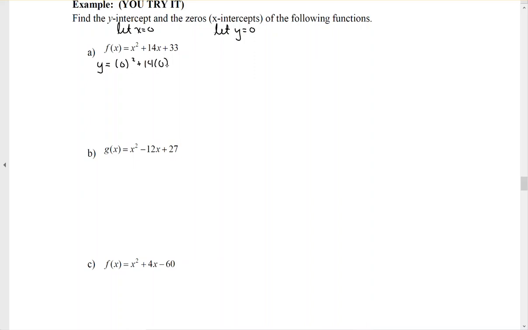So when you simplify this, just by adding the right-hand side up, we get 33. So our y-intercept is, we let x equal 0, and we found y to be the number 33. That's where our function will cross the y-axis. So for the x-intercept, or the zeros of the function, I let y equal 0, and then solve for x.